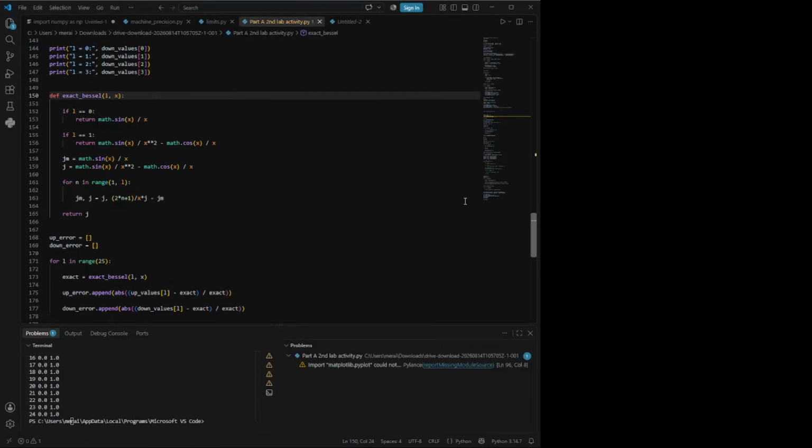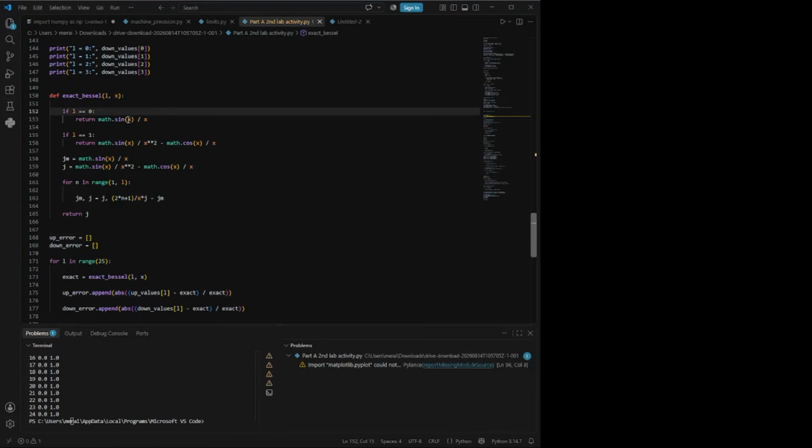Now for my relative error, we will be using the relative error and graph. I'll calculate the relative error for both upward and downward, which is the upward error and down error. I use the absolute difference between the calculated values and the reference values, divided by the absolute value of the reference value. Then I plot them against L.